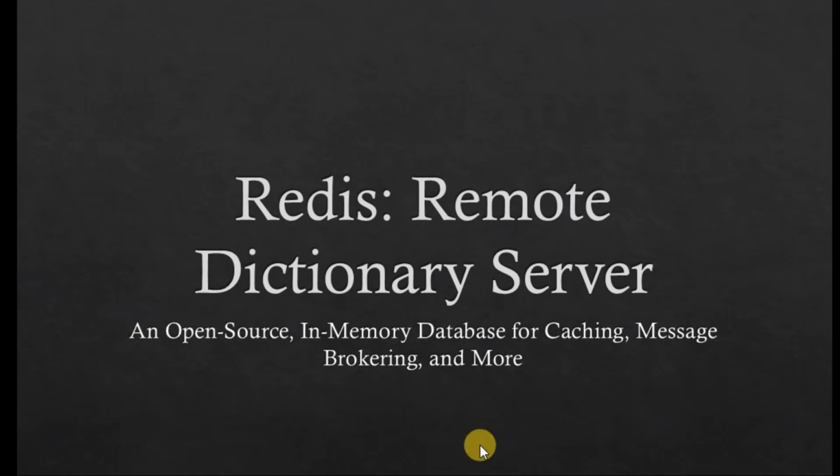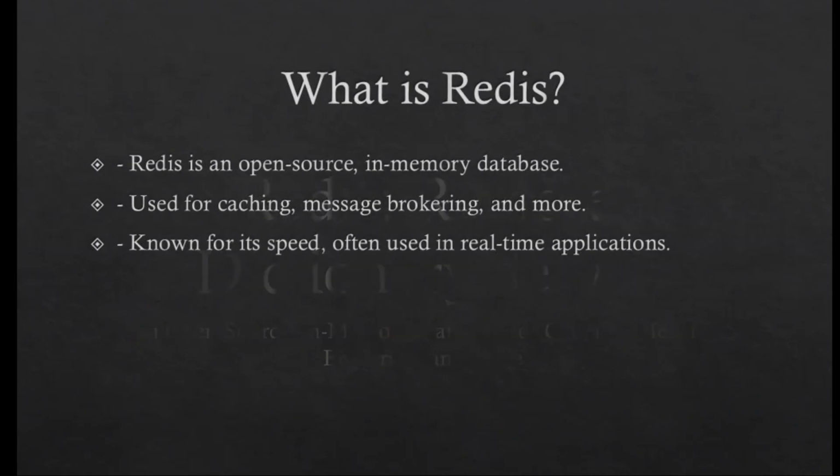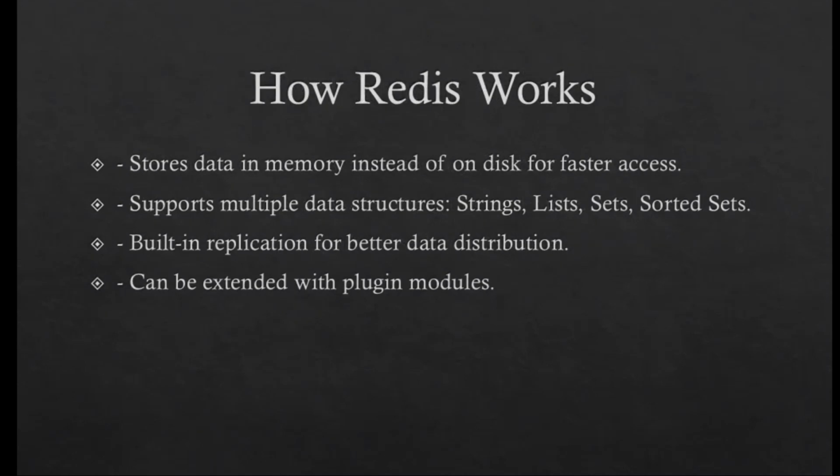Redis is an in-memory database for caching and message blocking. Okay, and it is an open source. Basically anyone can use this. Known for its speed, often real-time application, store data in memory instead of on disk for faster access. मतलब ये क्या करता है, ये डेटा को इन मेमोरी में स्टोर करता है, डिस्क पे स्टोर नहीं करता है, क्योंकि इससे क्या होता है, इसका एक्सेस फास्टर हो जाता है.